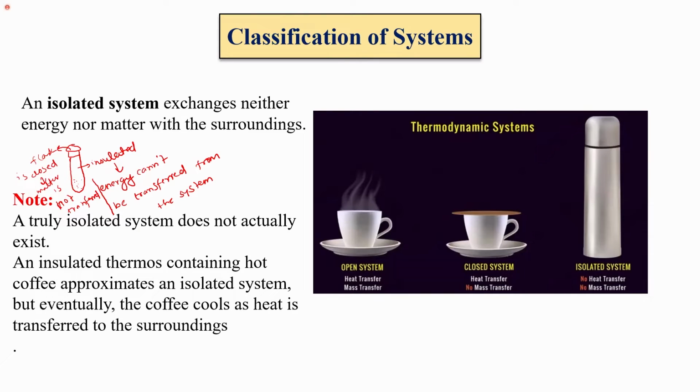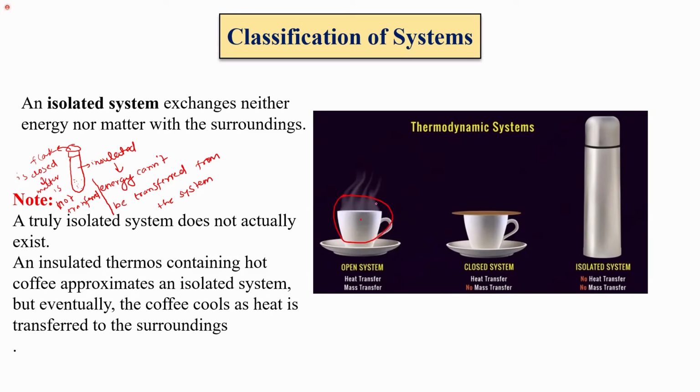As stated earlier, an insulated thermal flask containing hot coffee approximates an isolated system, but as no truly isolated system exists, the coffee eventually cools as heat is transferred to the surroundings. It will not remain hot for a longer time. Here, I have given an example. This is a cup of tea.